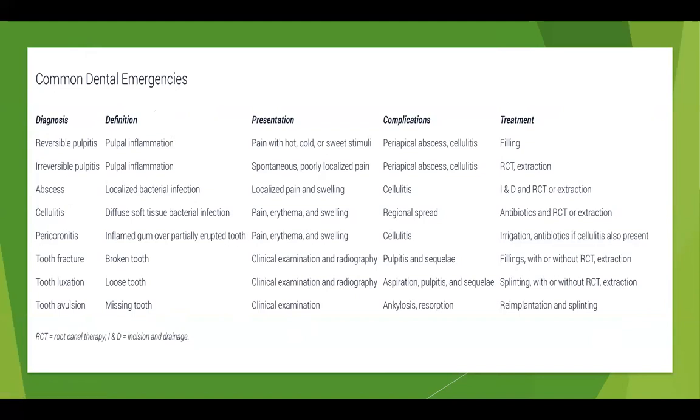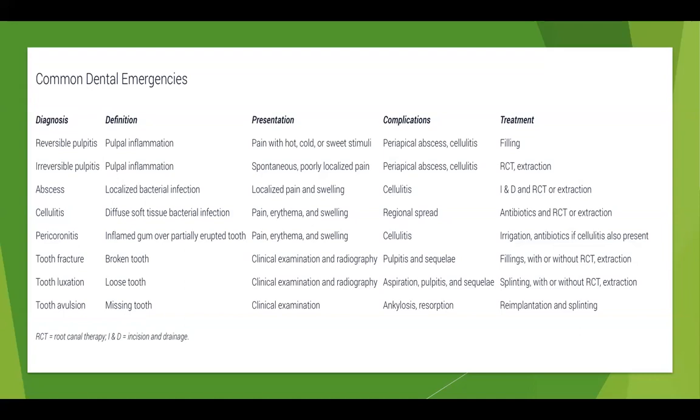So for reversible pulpitis, we said that they're going to come with pain with hot or cold or sweet stimuli, and then they can turn into a periapical abscess or cellulitis, and what you need to do is a filling. After that will come irreversible pulpitis, and it's spontaneous and poorly localized in pain. The patient cannot tell where it is, and you are going to do either root canal treatment or extraction. A periapical abscess, it's going to be more confined to the tooth.